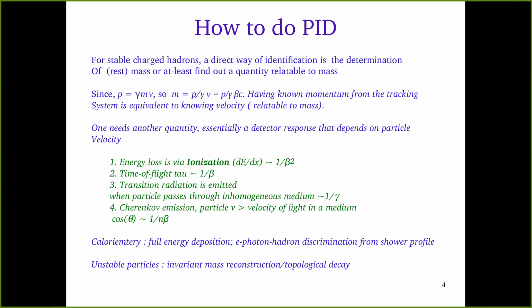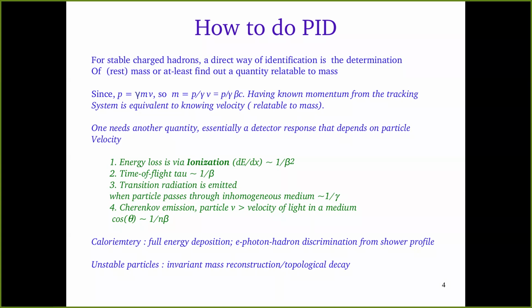One is the stable particle, which has a very large lifetime, which you can actually intercept in the detectors. And another is the unstable particles, which decay immediately after they are produced, whose signatures you cannot retrieve or extract directly from the detector. So for the stable charged particle, a direct way to do the identification is the determination of rest mass, isn't it?